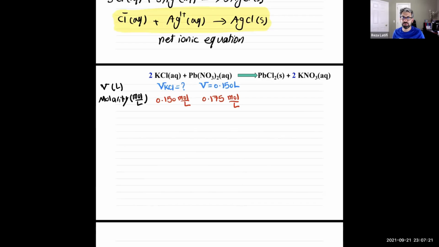You start with the compound that you have volume and concentration for, and that's going to be the lead nitrate. So you go after lead nitrate first. You have two ways to get the final answer. You can do it with dimensional analysis in one step, or go stepwise and get the final answer. Let's do it through multiple steps, and we go with this first.